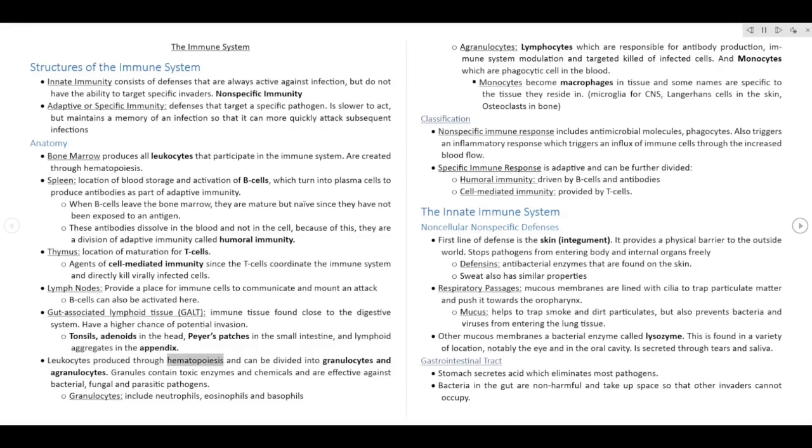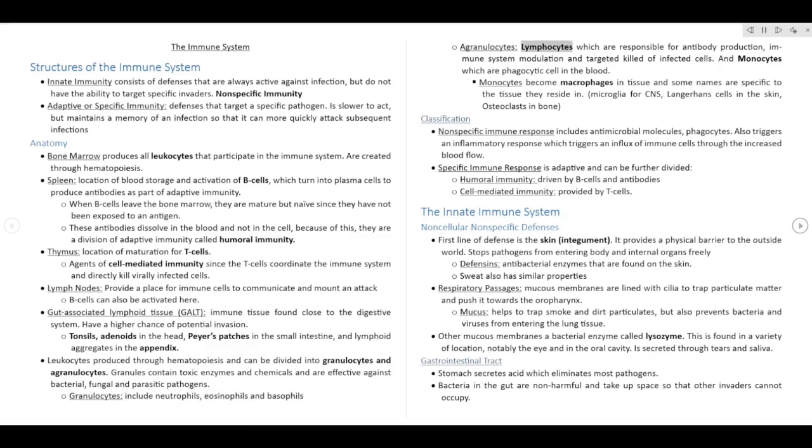Leukocytes are produced through hematopoiesis and can be divided into granulocytes and agranulocytes. Granules contain toxic enzymes and chemicals and are effective against bacterial, fungal, and parasitic pathogens. Granulocytes include neutrophils, eosinophils, and basophils.